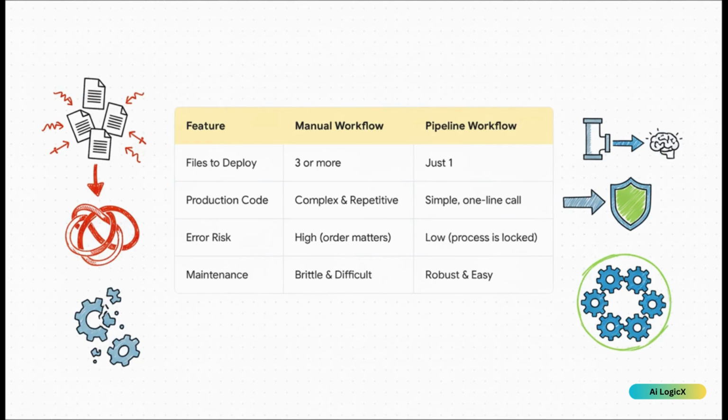The production code, it goes from being complex, repetitive, and super fragile to a dead simple one-line call to your pipeline. The risk of making a mistake, it plummets from high to practically 0, because the whole process is locked inside the pipeline. It guarantees the steps run in the right order every single time. You're literally turning a brittle, hard-to-maintain system into something that's robust and easy to work with.